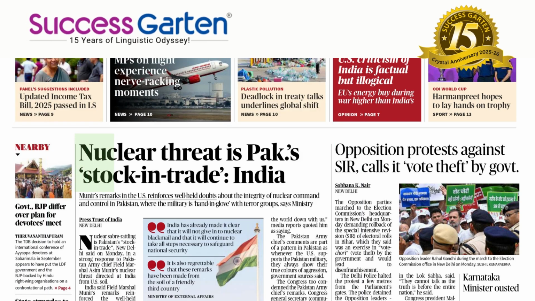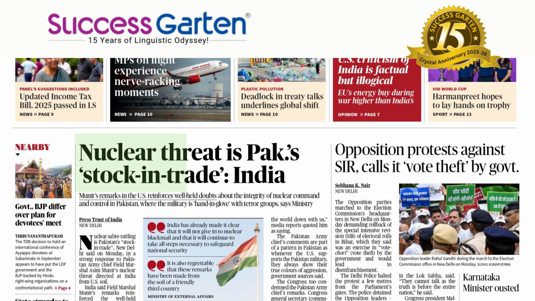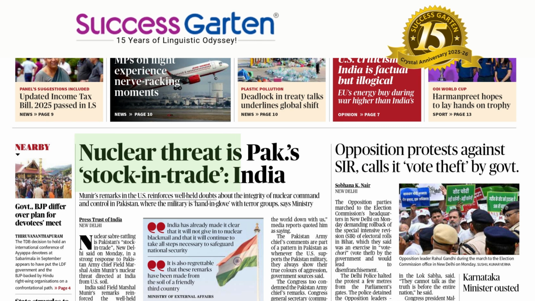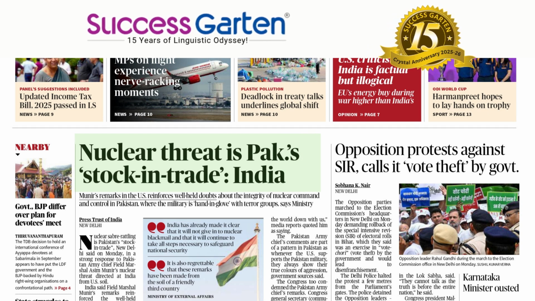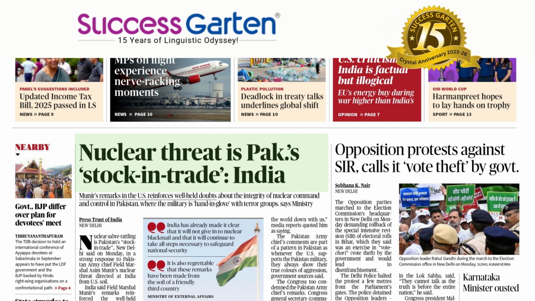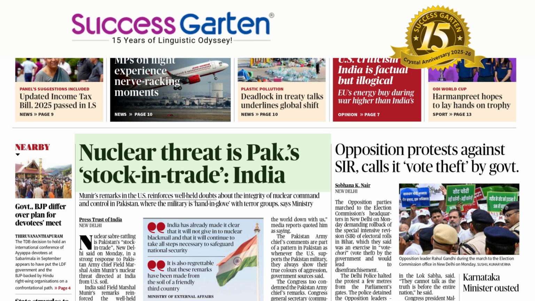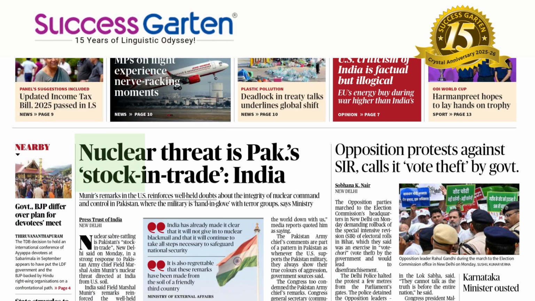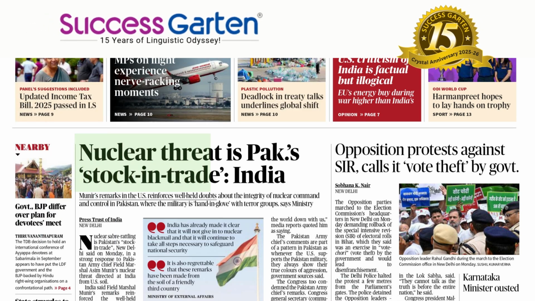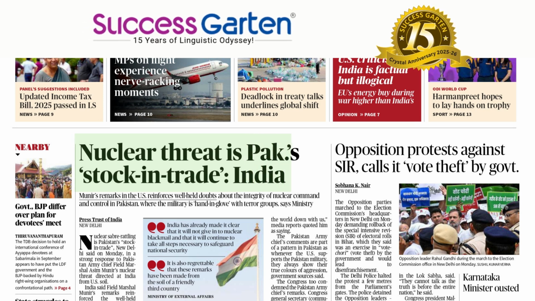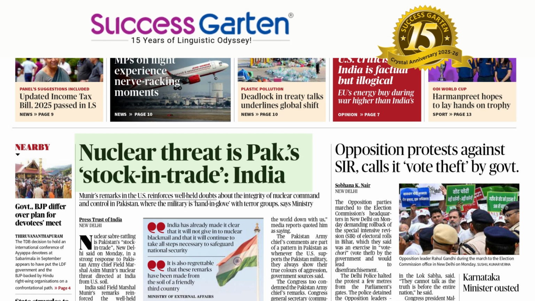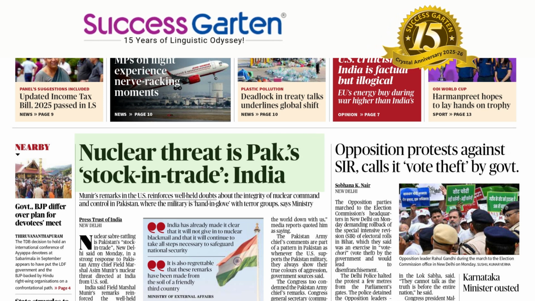Nuclear threat is Pakistan's stock in trade, a comment by India. So we have two words on the doer side. Nuclear threat. Nuclear will act as an adjective. There are two syllables, and the accent falls on the first syllable. There are three phonemes. It is connected with the nucleus of an atom, and with weapons produced by splitting the nucleus of an atom.